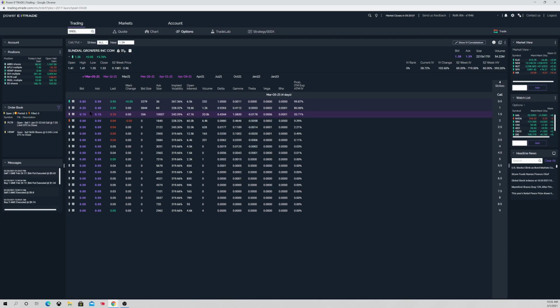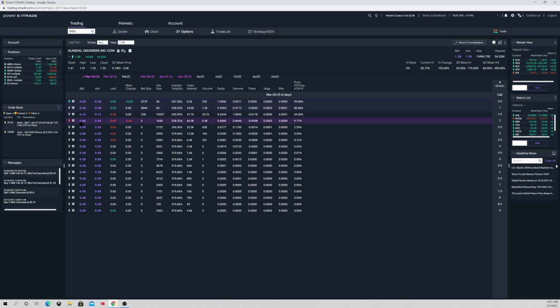Now we're going to jump right into how you can generate weekly money from selling call options on a stock. I currently own 200 shares of SNDL. I already have one contract, a call option, sold on it, so I'm only going to be able to show you one trade today on this stock specifically. But I usually try to sell them every week.